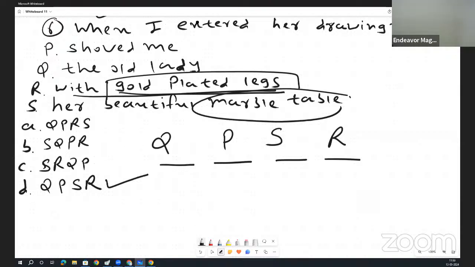So this is how you have to tackle these parajumble types of questions, students. Okay, this is how you have to solve them.